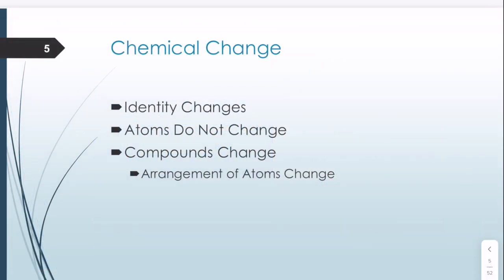What about chemical change? In the case of chemical change, we are changing the identity of the materials involved. We don't change the atoms. The atoms themselves don't change, but we're changing the arrangement of the atoms, the compounds that they might be part of. We're changing that, but it's still the same atoms. So when we talk about a chemical change, the atoms don't change. It's just the arrangement of those atoms and the arrangement of the electrons that changes.